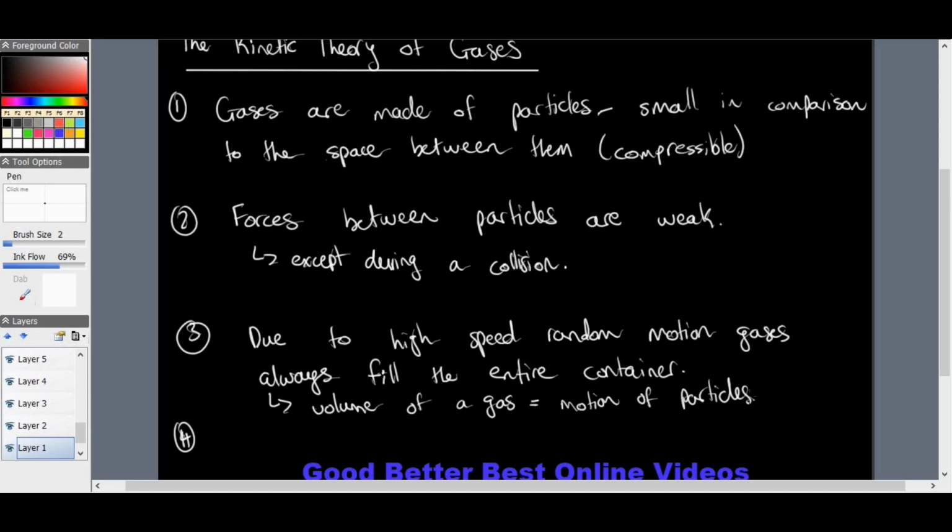Now, because the whole container is filled by the gas, the volume of the gas is taken as the volume of the container in which it is placed. So if a certain container is a 3 liter container, then the volume of the gas would also be equivalent to 3 liters.